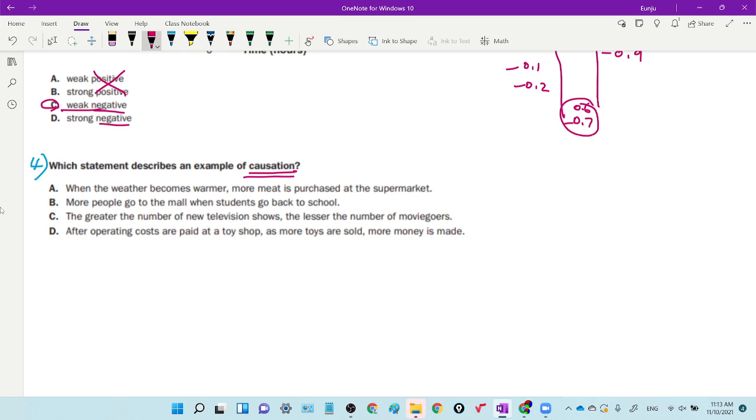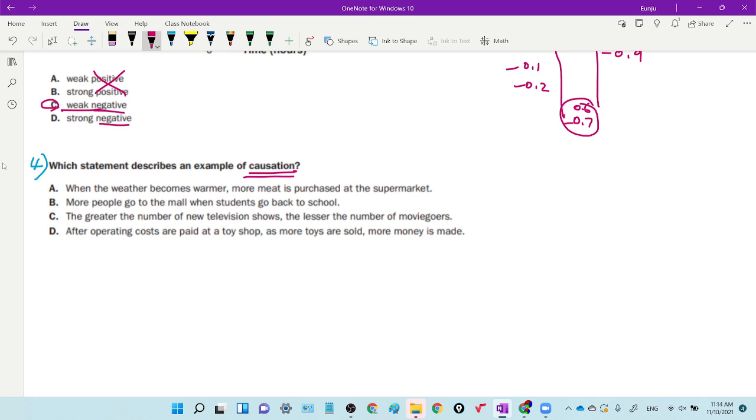A, when the weather becomes warmer, more meat is purchased at the supermarket. Okay, it may be related, because of hot weather, we purchase more meat, more picnic. Okay, all right, it can make sense, but it's not always true, right? So let's read all of them and let's pick the best answer. Choice B, more people go to the mall when students go back to school. Okay, back to school sale. Are they talking about that?